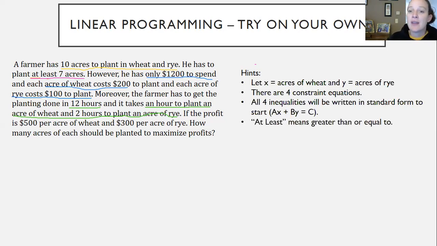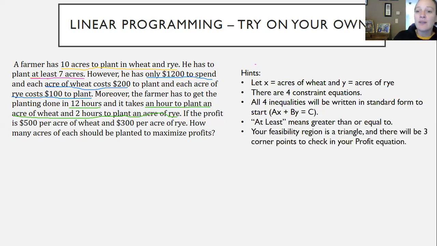Okay, at least, I give you that hint. At least means greater than or equal to. Poor little short me had to be taller than or greater than 4 feet 3 inches to ride any slide at Waterworld. Okay, your feasibility region in this one is going to end up to be a triangle, and there will be three corners for you to check. The graphs are crazy on this one, okay? They're kind of all over the place, but in the end, your feasibility region will just be a triangle.